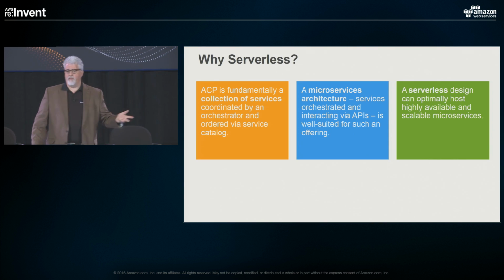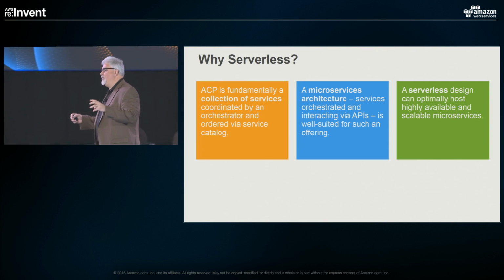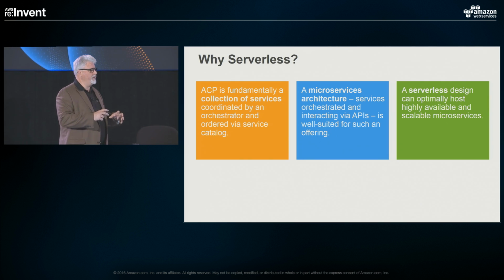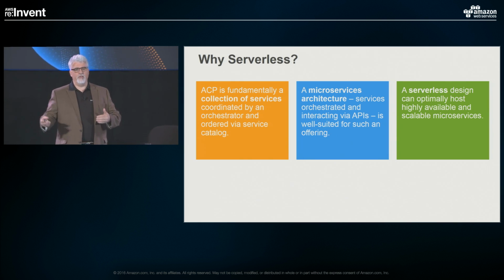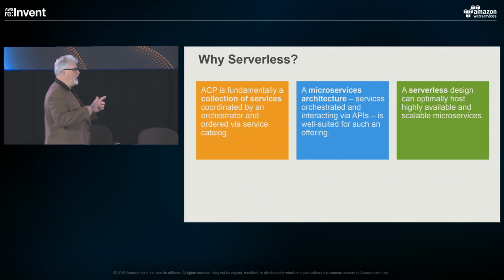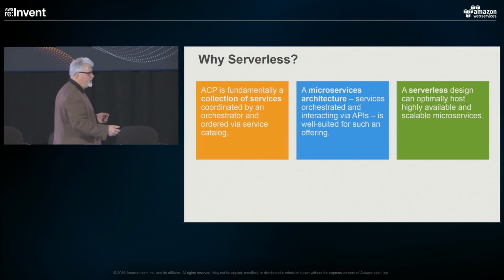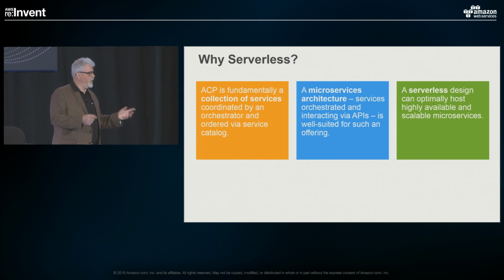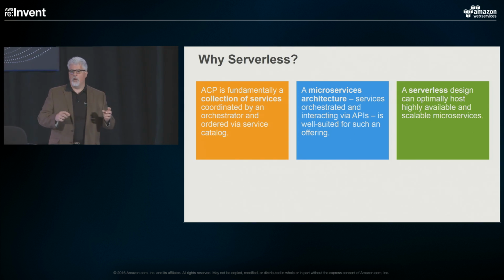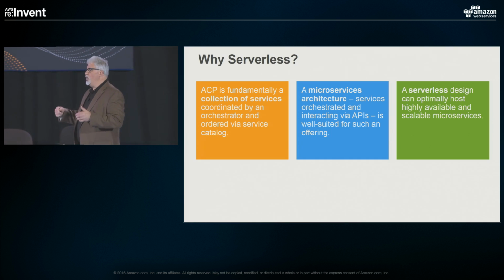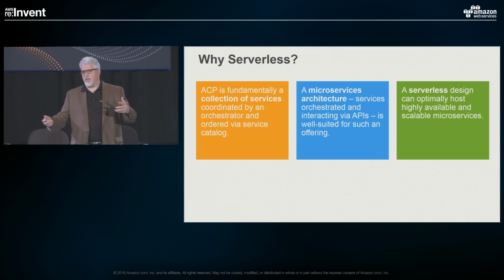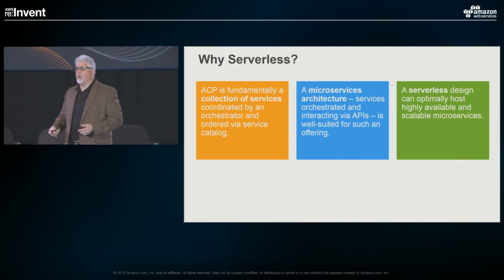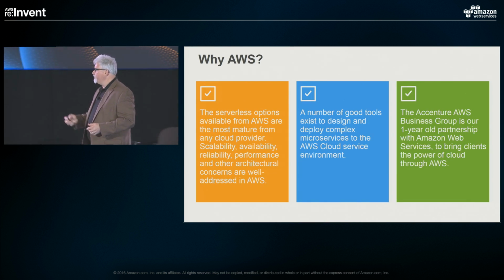So why are we doing serverless? Well, as I said, ACP is a big collection of services, a big collection of APIs, a big collection of things that people are using to enable other activities. Anybody who's been studying this for a long time, and as Accenture has, you know that a microservices architecture is really the right way to do those kinds of small services that are working together. And if you look at the serverless platform, the serverless systems that are out there, that's purpose-built for offering things like a microservices architecture.